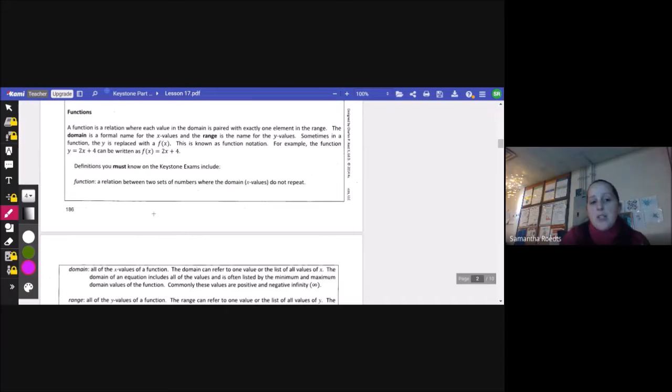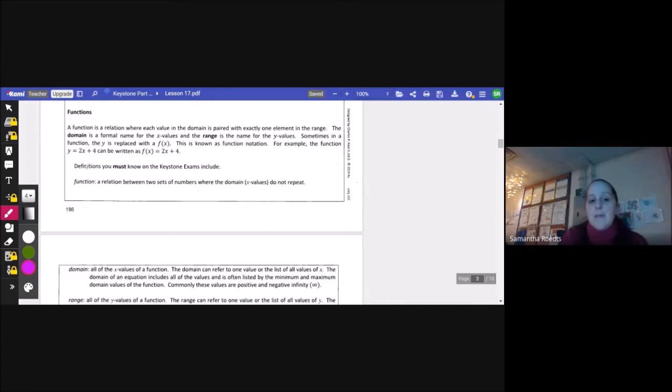Functions. A function is a relation where each value in the domain is paired with exactly one element in the range. The domain is a formal name for the x values, and the range is the name for the y values. Sometimes in a function, the y is replaced with f of x. This is known as function notation. So for example, the function y equals 2x plus 4 can be written as f of x equals 2x plus 4.